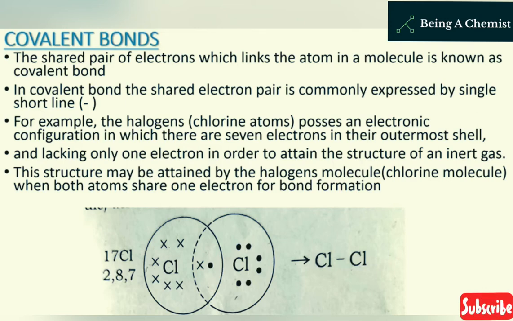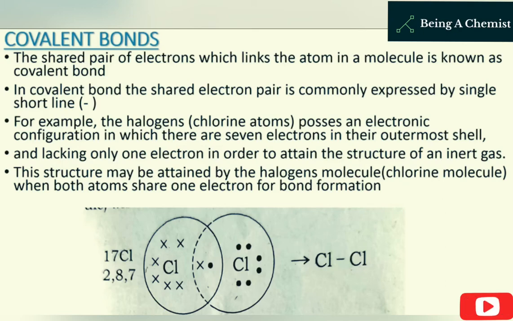What does it mean? It means that if chlorine has one more electron in its outermost shell, then there will be 8 electrons in its outermost shell, and it will be a stable structure, an inert gas structure. So chlorine is lacking only 1 electron. It means there is only a need of 1 electron to attain the inert gas configuration.